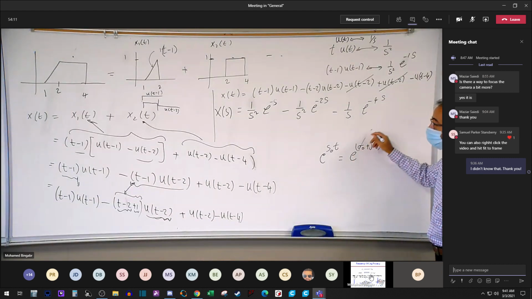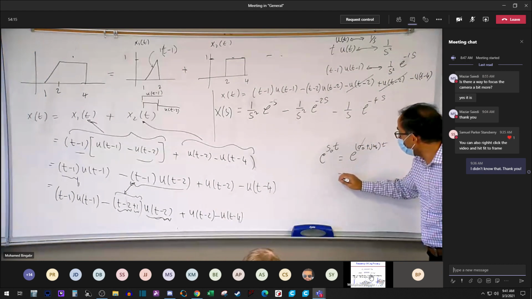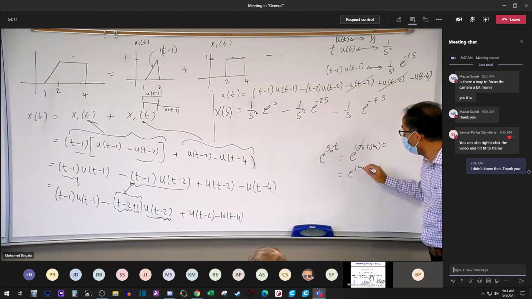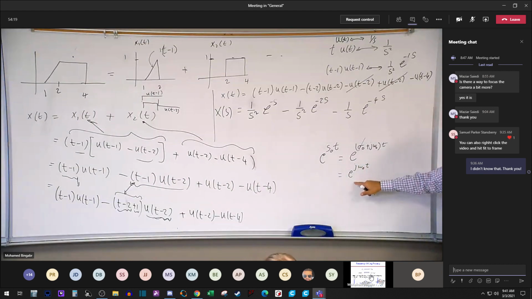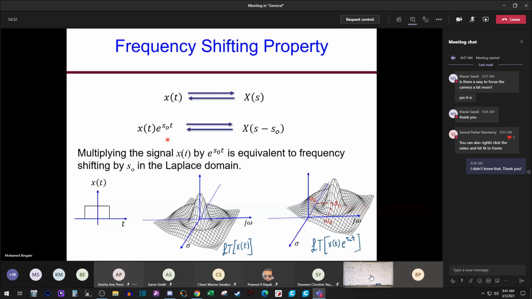If I imagine sigma is just 0, I can choose sigma 0, no decay. This is just e to the j omega 0 t. Now that is cosine plus j sine, a sinusoidal signal. So you can think of it as a pure sinusoidal signal. That's modulation. In a later chapter, when we come to the frequency response, we will call this modulation.